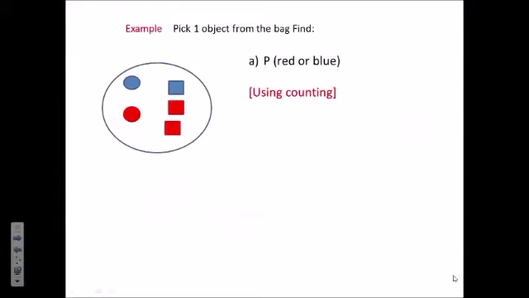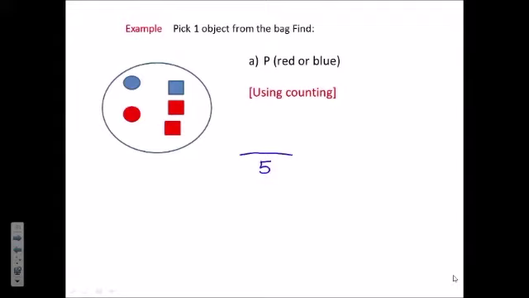Example, pick one object from the bag. Find the probability that you pick a red or a blue. Don't forget, or means one or the other or both. It's the inclusive or. We could do this by logic or counting. There are 5 possible outcomes for this game because there are 5 objects in the bag.